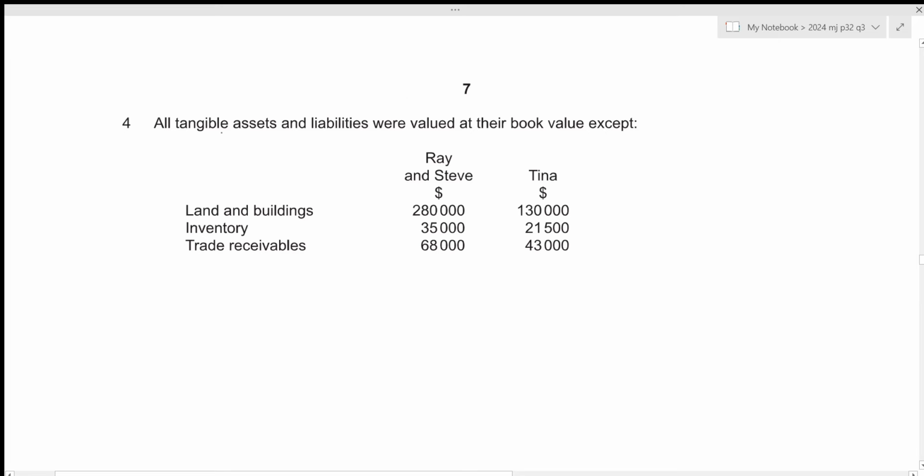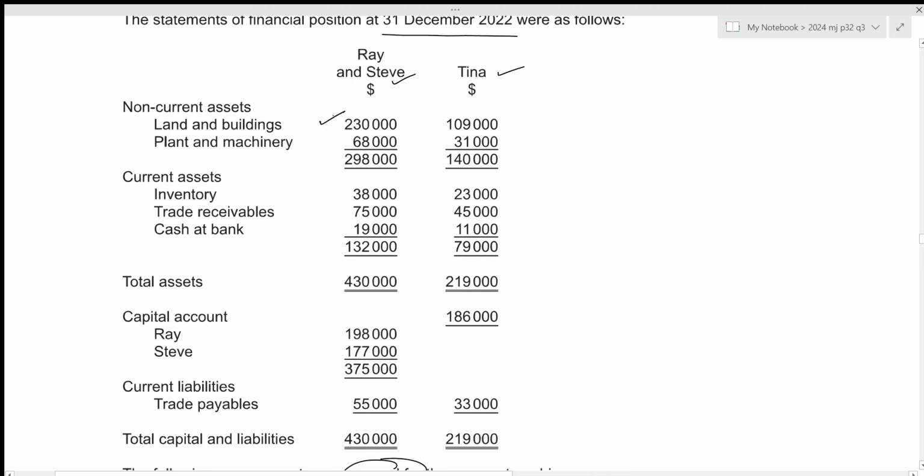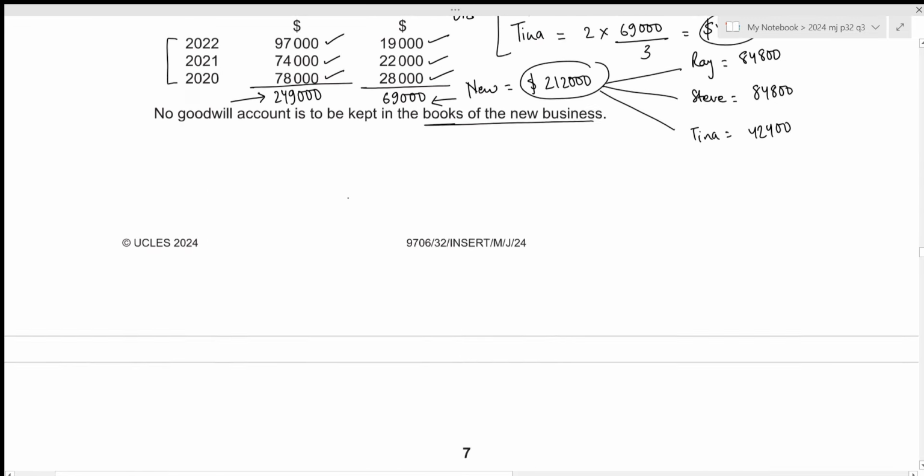All tangible assets and liabilities were valued at their book value except for the following. So we have revalued the land and buildings, inventory, and trade receivables for Ray and Steve's partnership as well as Tina's sole trader. In such cases, we need to know whether there was a profit on revaluation or a loss on revaluation. And in order to do so, we just compare the net book values to the revalued amount. In this case, for Ray and Steve's partnership, these are the revalued amounts. So we can just compare it to the net book values. Let's take a look above. For land and building, it's 230,000. For inventory, it's 38,000. And for trade receivables, it will be 75,000.